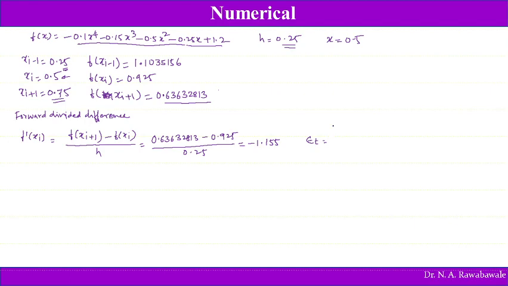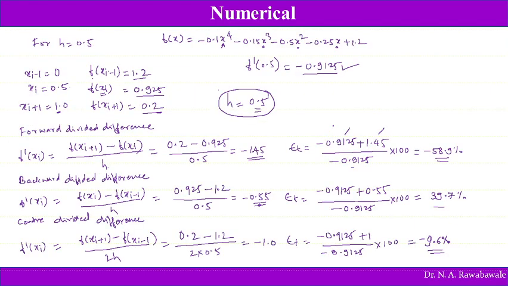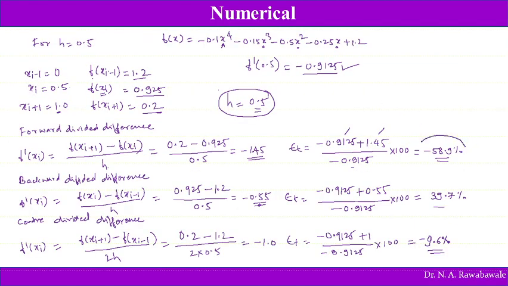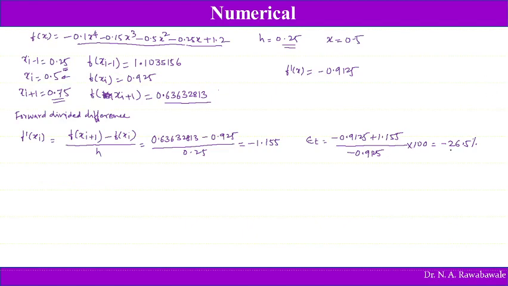Then the true error: the true value f dash of x is minus 0.9125, minus of this approximate value, minus of minus becomes plus 1.155, divided by the true value, again minus 0.9125, into 100. So this true error works out to be minus 26.5%. If we compare this with the earlier, it was 58.9%. So when we used the higher step size, the error was larger. Now the error is only 26%, about 50% of the previous.